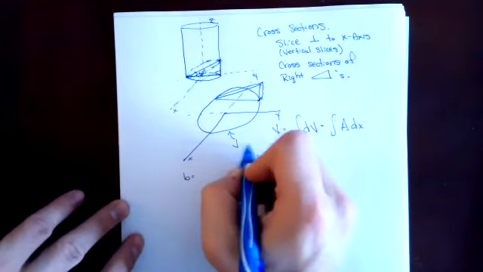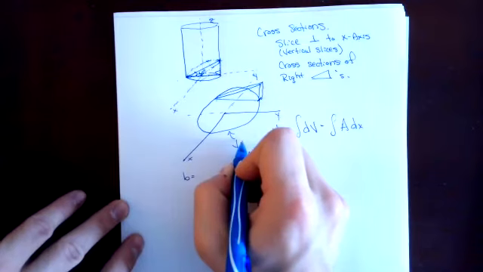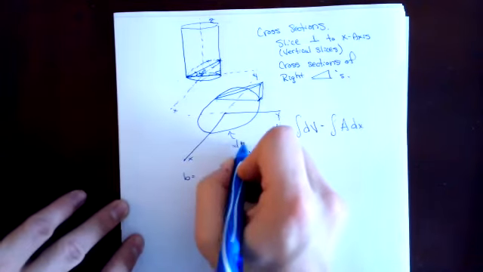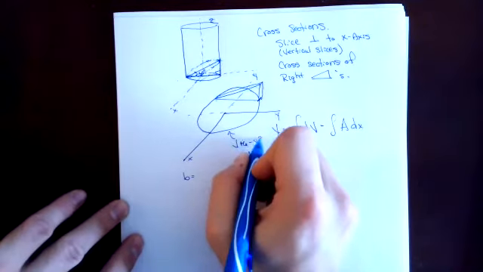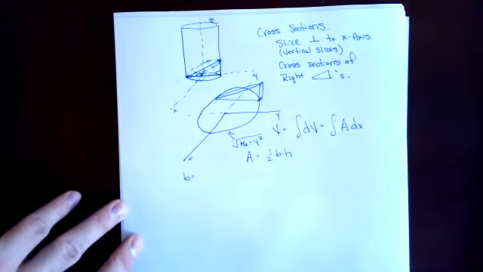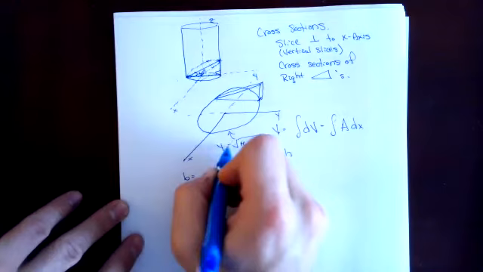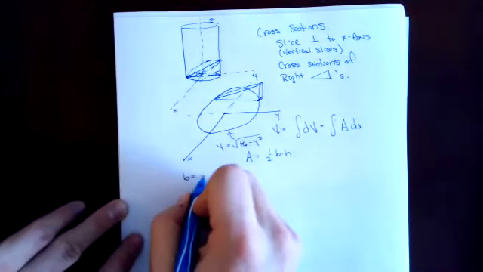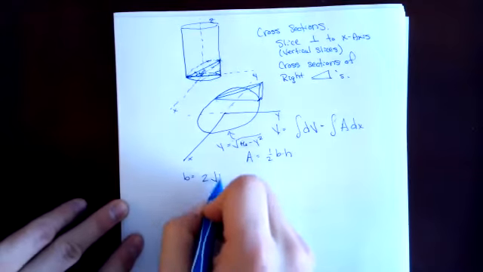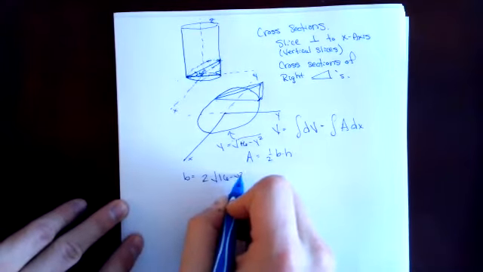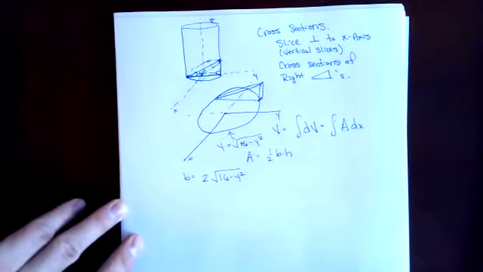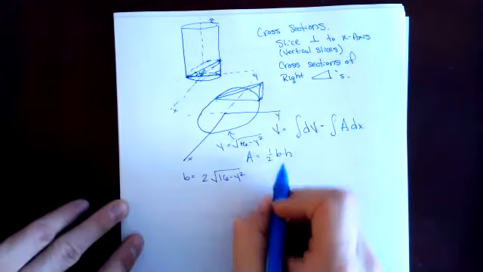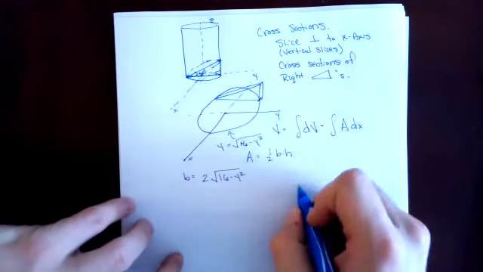So it's still just the square root of, what was the radius? I think the radius was 4, wasn't it? So 16 minus y squared is that function. And my base should then be 2 times the square root of 16 minus y squared. The height you can get from trig.